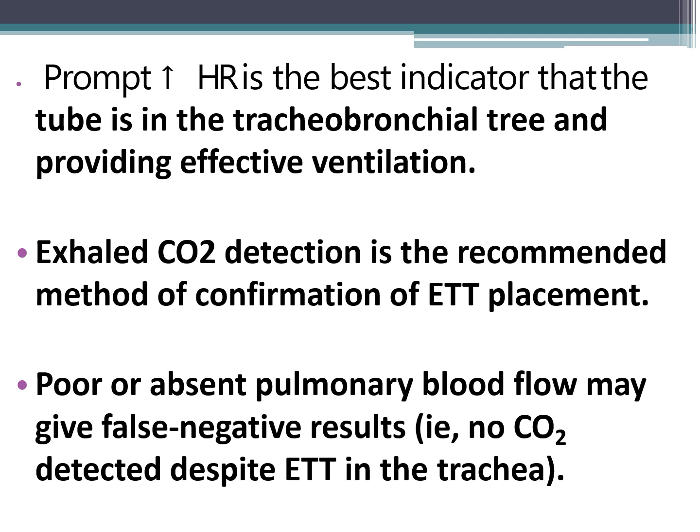Prompt heart rate increase is the best indicator that the endotracheal tube is providing effective ventilation. You can see the heart rate, and if it is increasing, it shows that the tube is giving effective ventilation. Exhaled carbon dioxide detection is the recommended method of confirmation of the placement of the endotracheal tube. Poor or absent pulmonary blood flow may give a false negative result. That is, if the pulmonary blood flow is not there, effective blood flow is not there, in that case, you may not get a proper exhaled carbon dioxide and you may not get the proper oxygen saturation also.